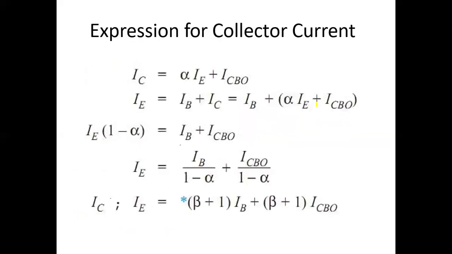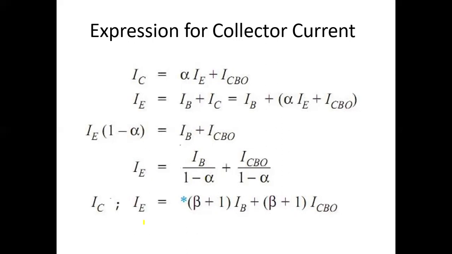The expression for collector current that we discussed earlier is IC equal to alpha IE plus ICBO. Here ICBO, in common base operation, is the leakage current, alpha IE is a portion of the emitter current, and IC is the collector current. By putting the value of IE equal to IB plus IC, we put the value of IC in the second equation, and after calculating, we have the equation for IE.